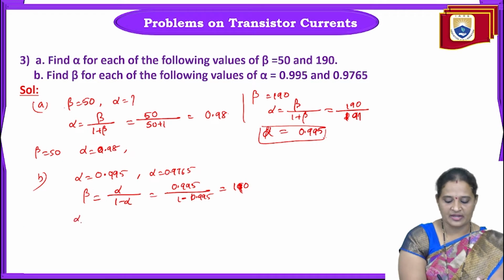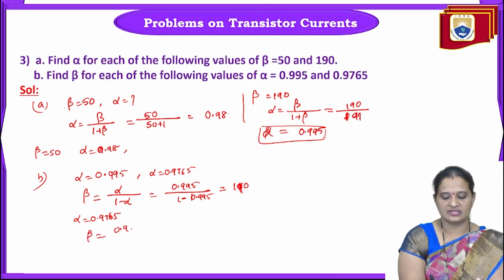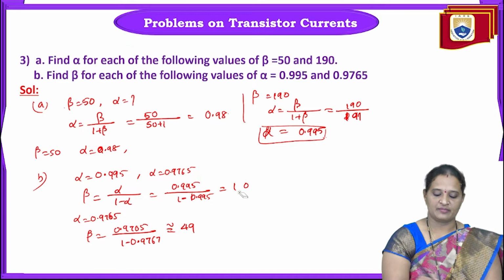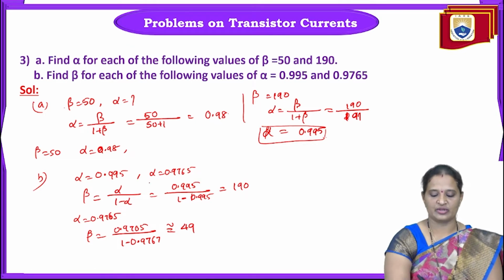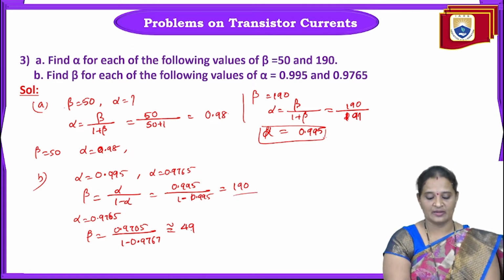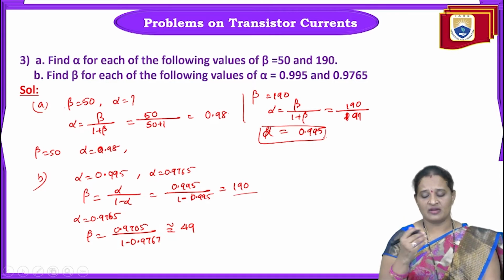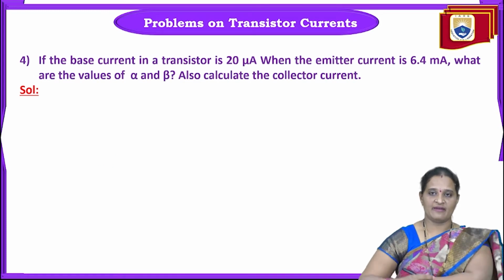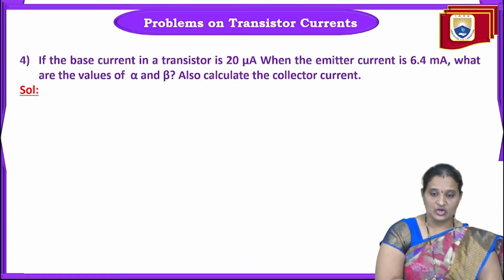Now if I take 0.9765, then the beta value is 0.9765 divided by 1 minus 0.9765, and this will be approximately equal to 49. So that means if the value of alpha is 0.995, the value of beta is 190. That means for a small change in alpha, there is a lot of change in the value of beta. In order to show that, we have this problem.